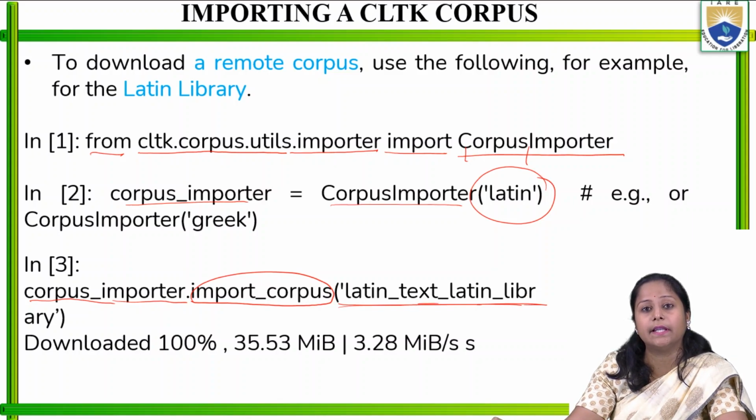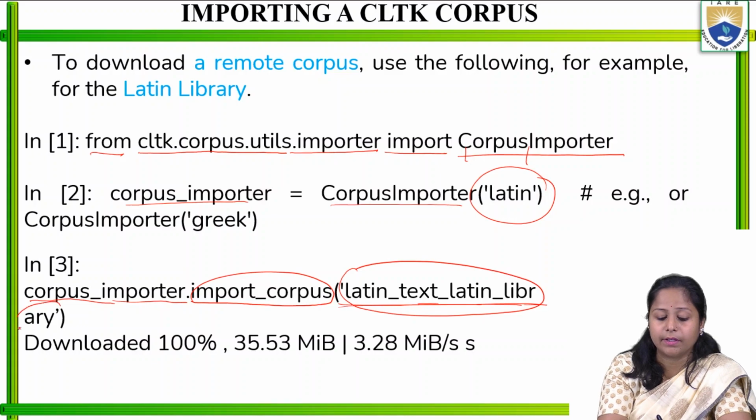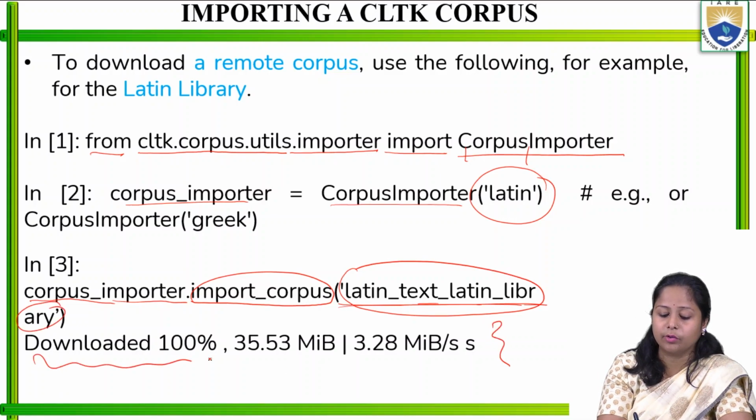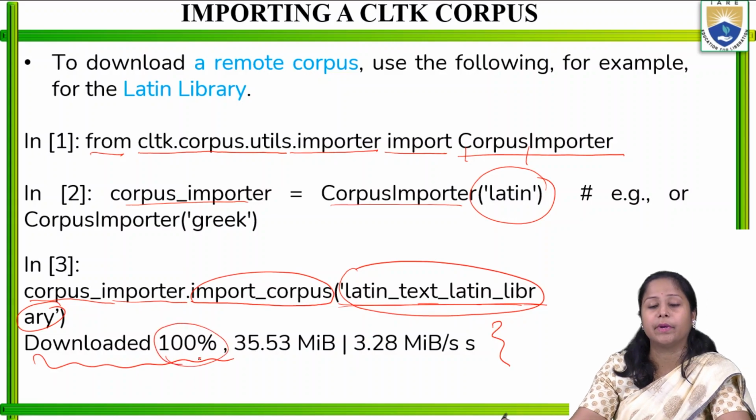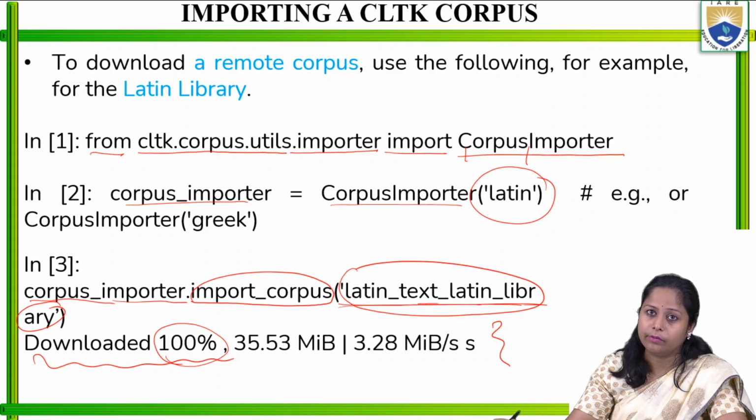We have seen the listing of all the corpora in the previous slide, and in this slide we are going to take one corpus from there. So I will write that full corpus name, whatever is written there, and then it is going to download. It shows how it is being downloaded. It is downloaded 100% in the CLTK library. So that is how we can import a CLTK corpus individually.